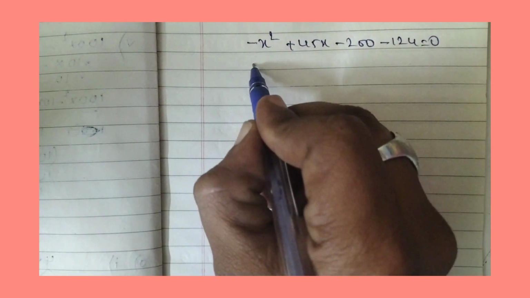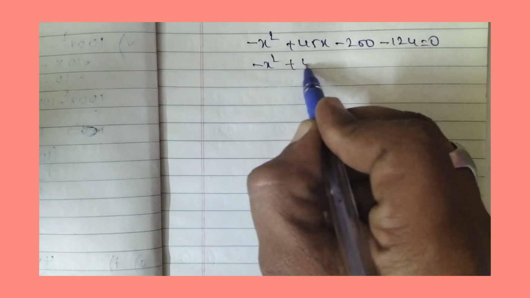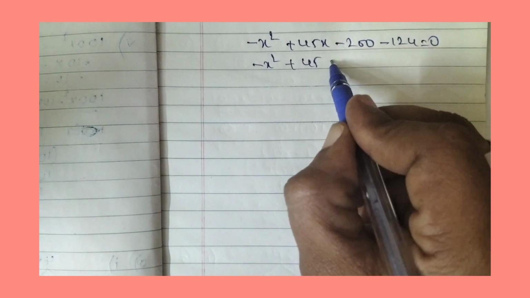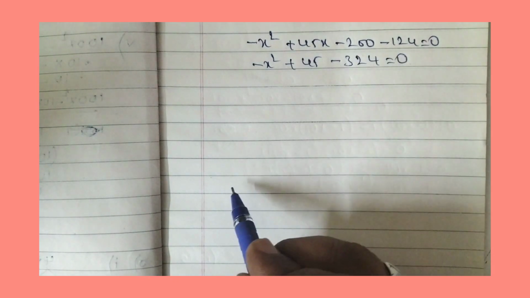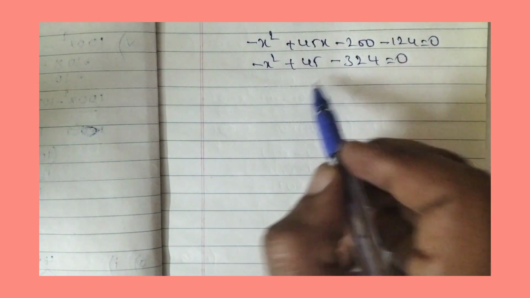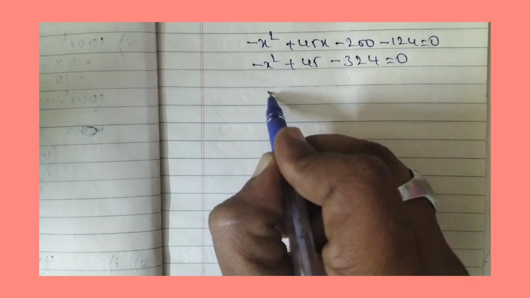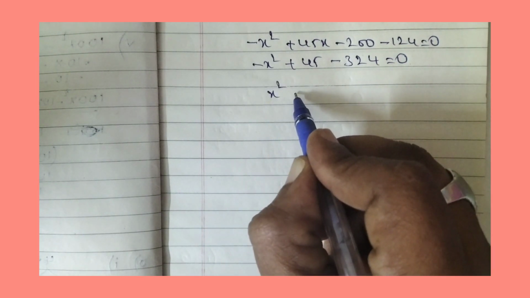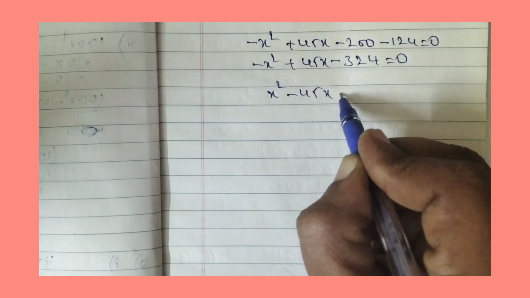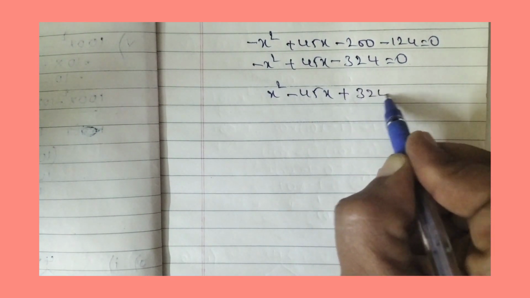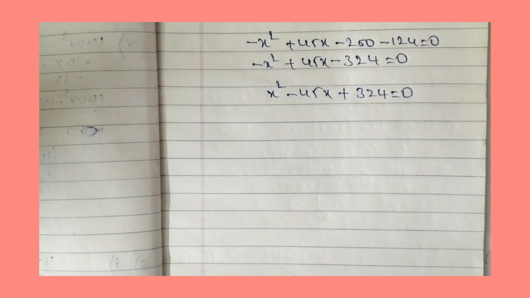So now minus x square plus 45x. If you add both of them, it will become minus 324, which is equal to 0. Multiply each term by minus. Minus into minus is plus x square. Minus into plus is minus 45x. Minus into minus is plus 324, which is equal to 0.